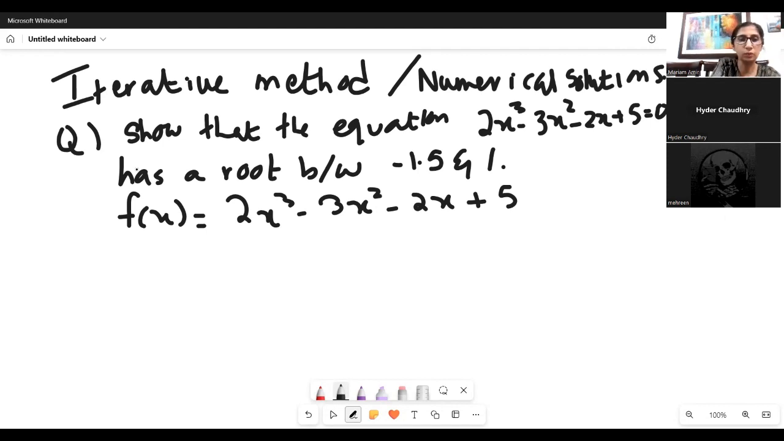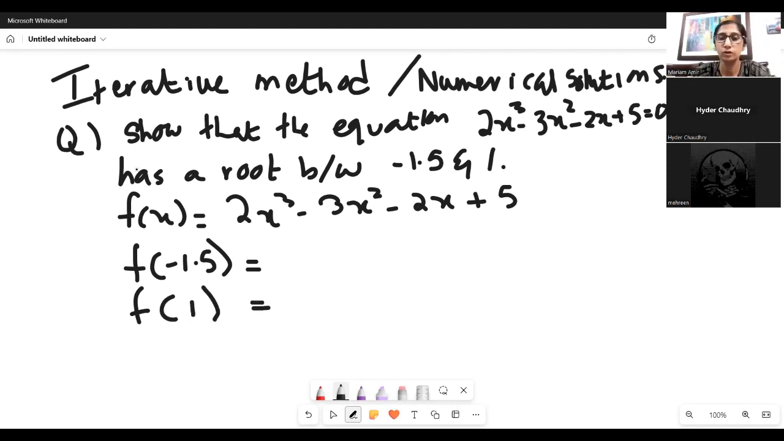Then you find the value of the function at minus 1.5 and the value of the function at 1. Let's find these values. 2 times minus 1.5 whole cubed minus 3 times minus 1.5 whole squared minus 2 times minus 1.5 plus 5. I'm getting minus 11.5. Since this value is negative, the other value should come out to be positive. 2 times 1 minus 3 times 1 minus 2 times 1 plus 5 is 2.